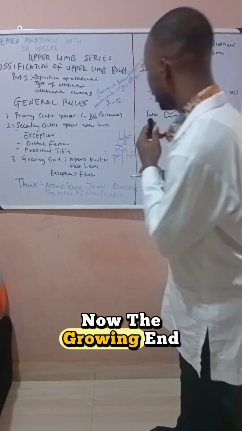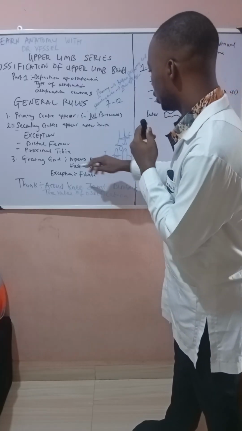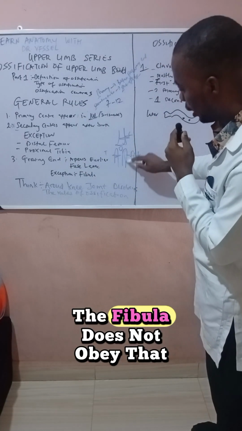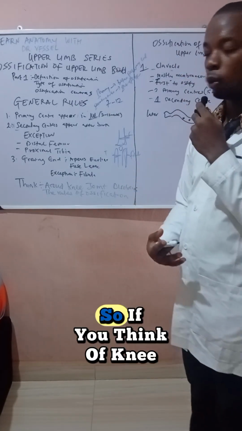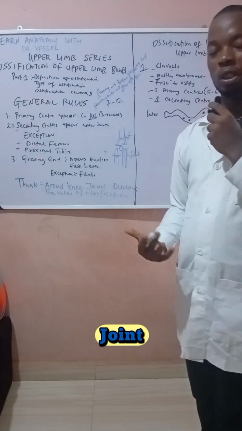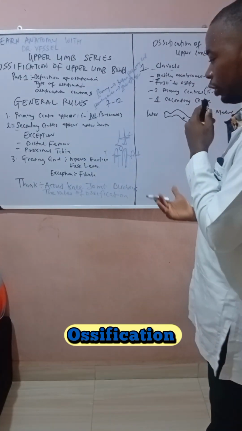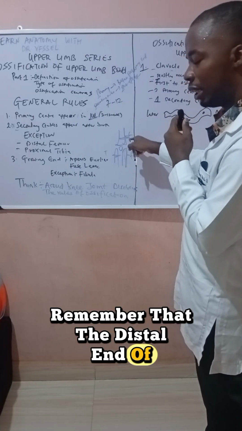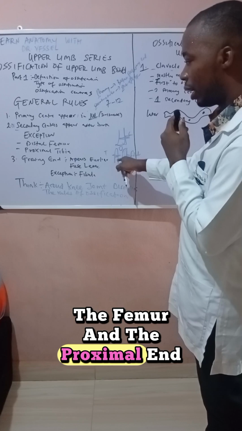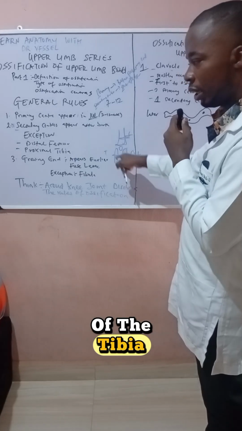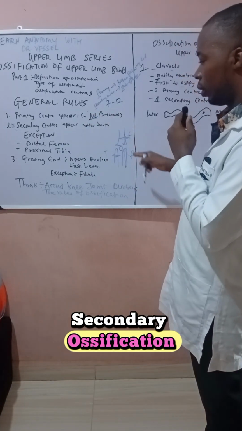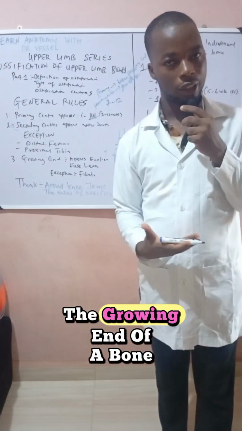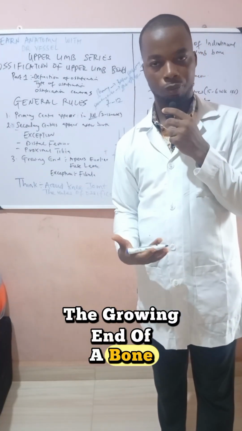Now, the growing end appears earlier and fuses later. The fibula does not obey that rule. So if you think of the joint not obeying the rule of ossification, it will help you remember that the distal end of the femur and the proximal end of the tibia do not obey the rule of secondary ossification, while the fibula does not obey the rule of the growing end of a bone.